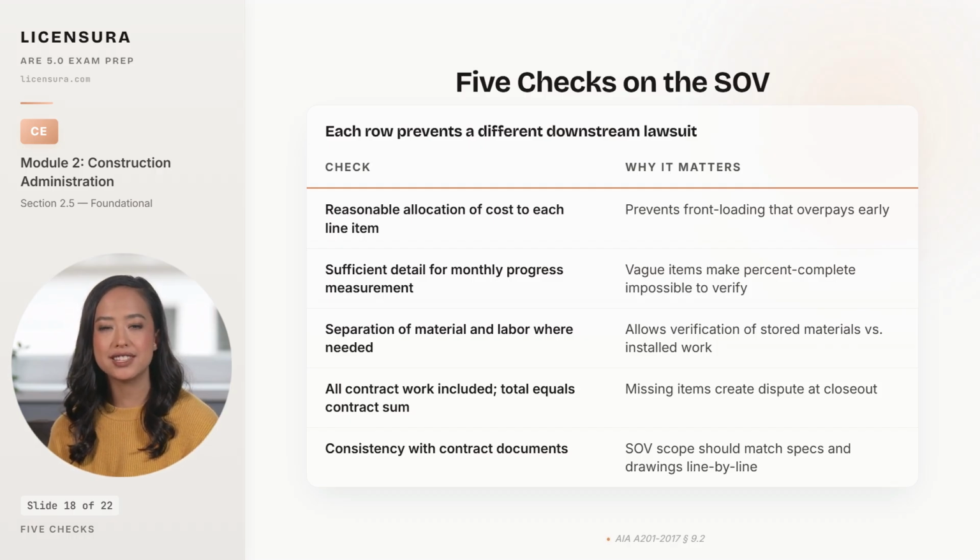And fifth, consistency with the contract documents. The SOV scope should match the specifications and drawings line by line, so the percent complete on a line item maps to a measurable piece of the actual building.